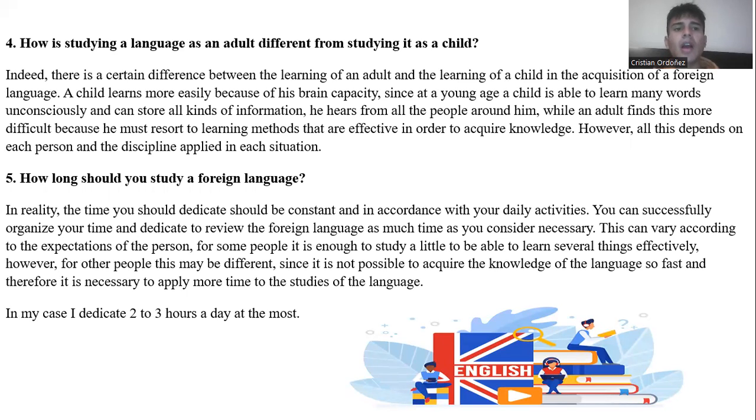Number 4. How is studying a language as an adult different from studying it as a child? Indeed, there is a certain difference between the learning of an adult and the learning of a child in the acquisition of a foreign language. A child learns more easily because of his brain capacity. Since at a young age, a child is able to learn many words unconsciously and can store all kinds of information he hears from the people around him.